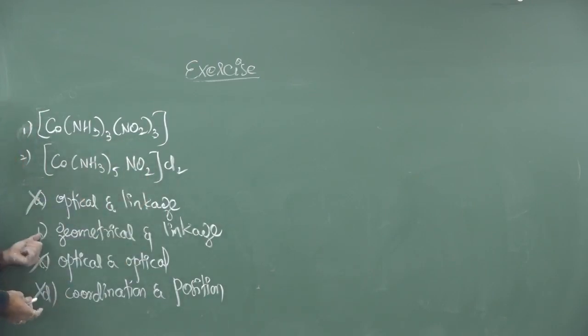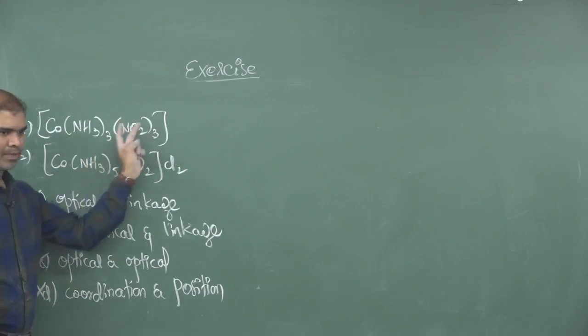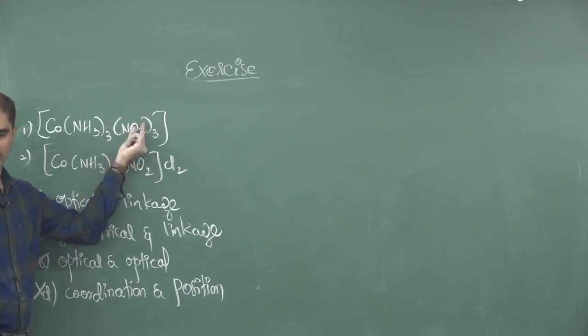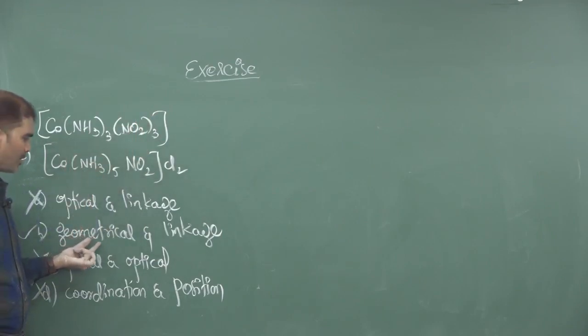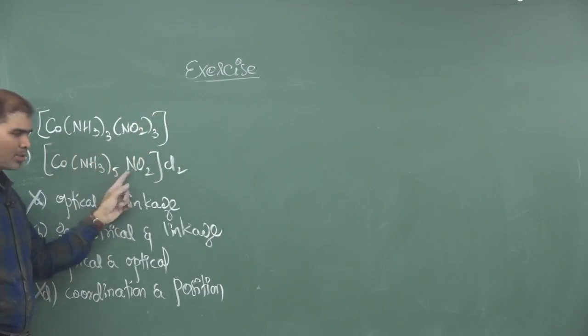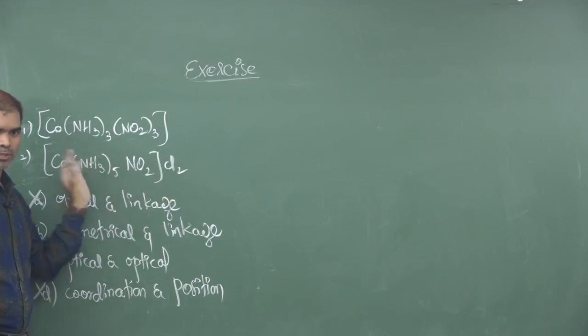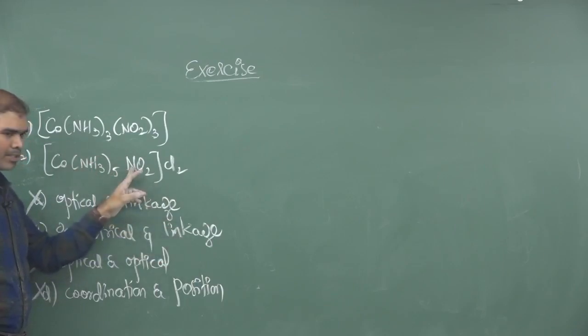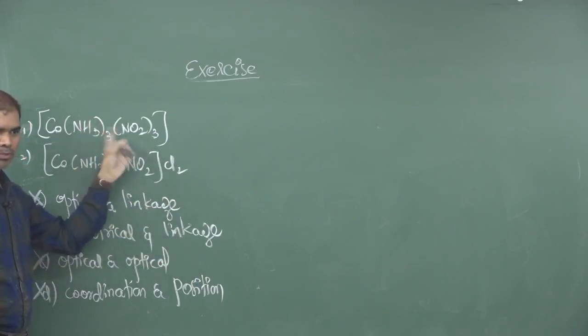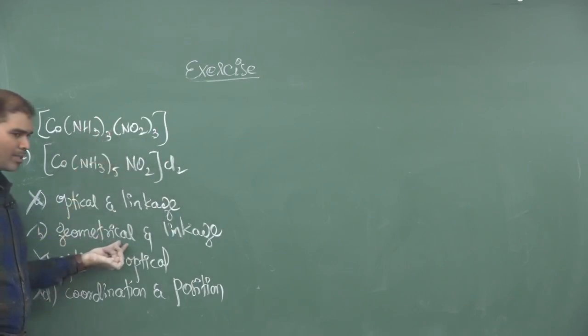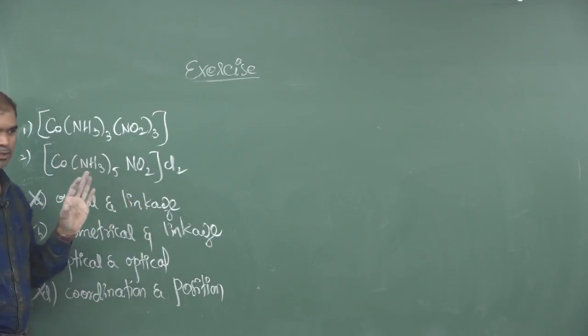What is your answer? So you are getting it with elimination. This is geometrical. You also have NO2. Linkage isomerism is also possible in this, but only one option has been given, geometrical. For the second one, there is no geometrical possibility. Therefore, this has to be linkage. So linkage is this. This has linkage as well as geometrical, but only one option has been given, geometrical. So answer is this. It is a very simple question, but it might confuse a few students.